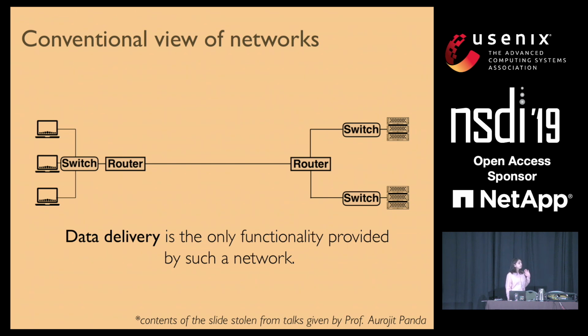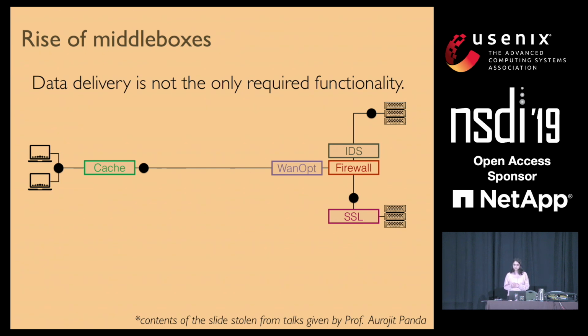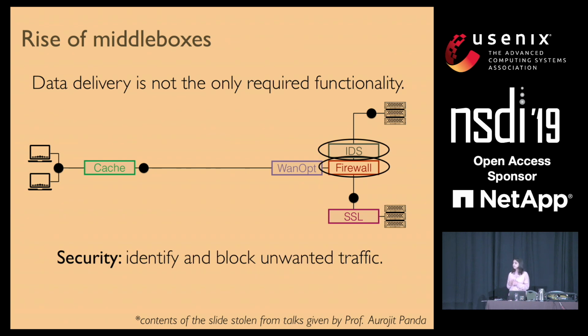And therefore, a more realistic view of a network looks something like this, where in addition to switches and routers, now represented by these black dots, we have other entities inside the network called middle boxes, represented by these colorful rectangles, that provide functionality other than just data delivery. For example, we can have middle boxes like IDS and firewall that can be used to enhance security by identifying and blocking unwanted traffic.